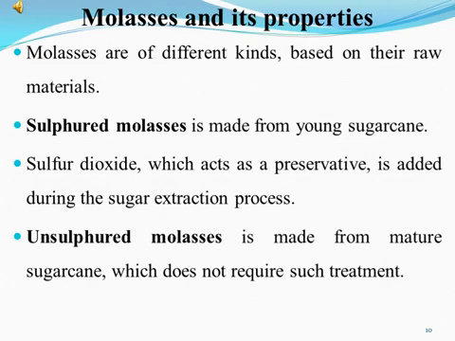Molasses are of different kinds based on their raw materials. For example, sulfured molasses and unsulfured molasses. Sulfured molasses is made from young sugar cane. Sulfur dioxide, which acts as a preservative, is added during the sugar extraction process. Unsulfured molasses is made from mature sugar cane, which does not require such treatment as described above.